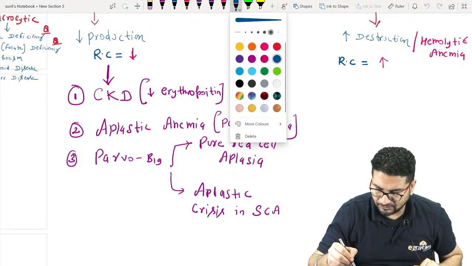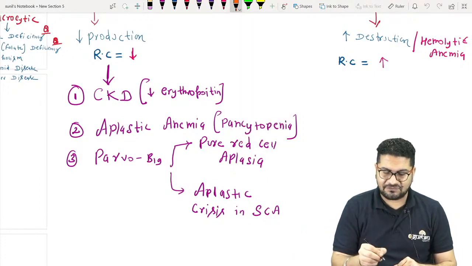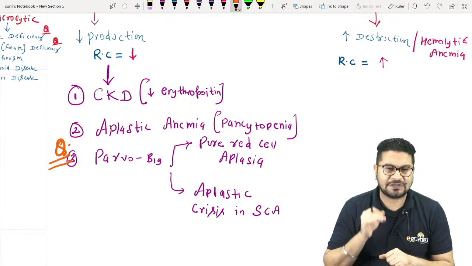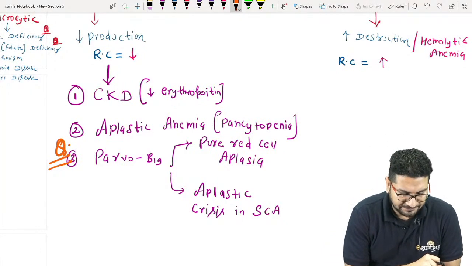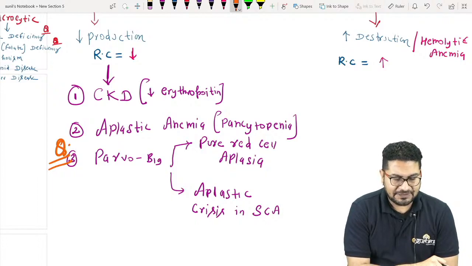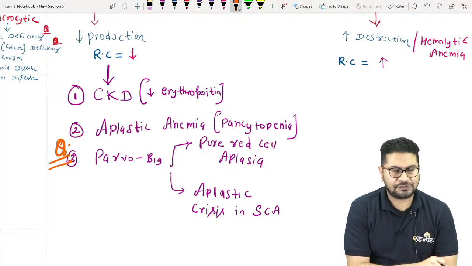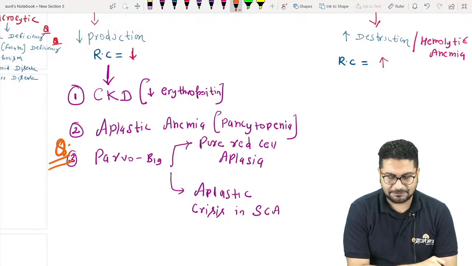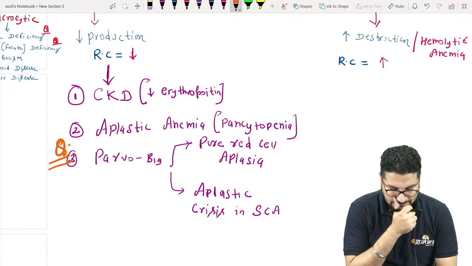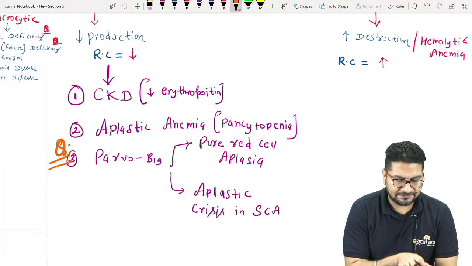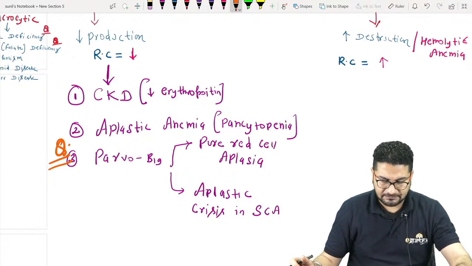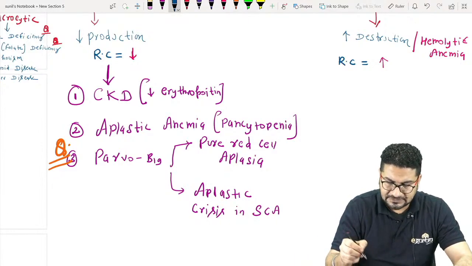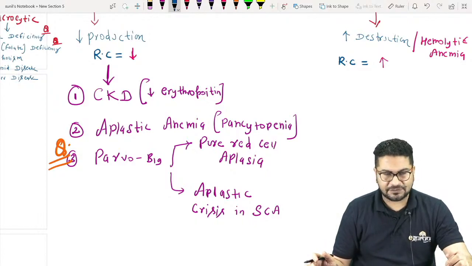So if I ask you a microbiology, pathology, medicine overlap question, which virus is having predilection to damage your hematopoietic cells? Answer is Parvo Virus B19. Clear? Guys, wherever I am writing Q, these are FMGE exam questions, so you should also write this Q in your notes. So which virus? Answer is Parvo Virus B19. Am I clear? So CKD, aplastic anemia, Parvo Virus B19. Is it clear? These are causes of decreased production.